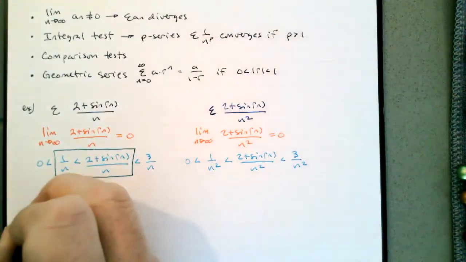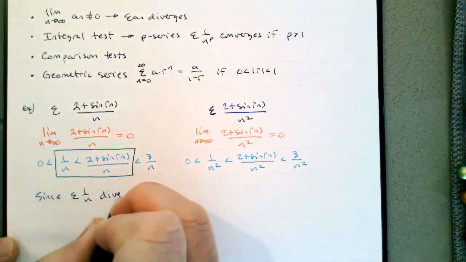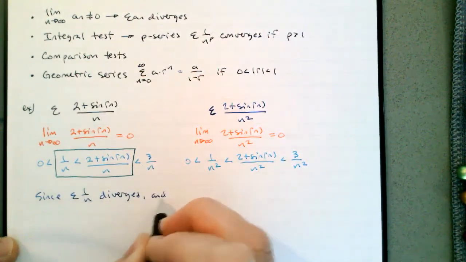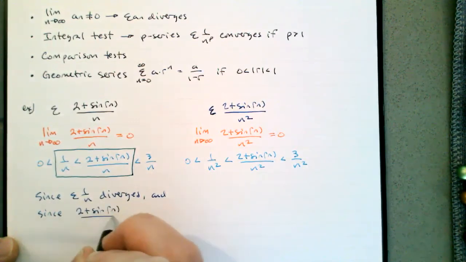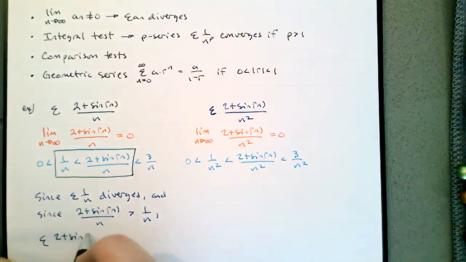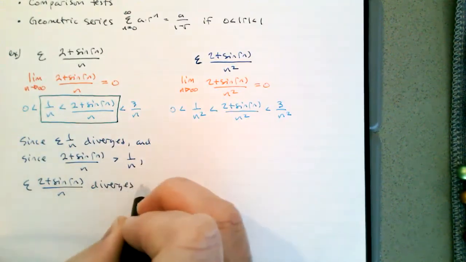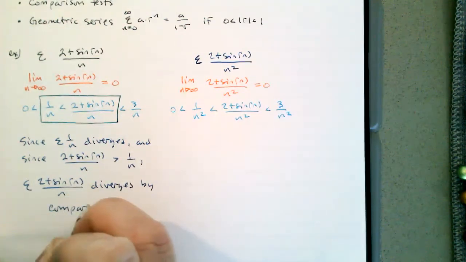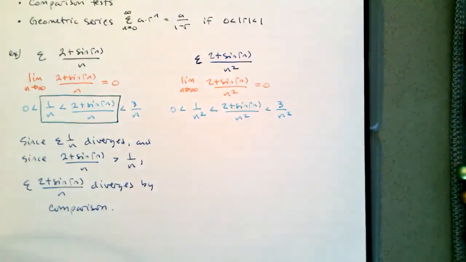So our argument could look like this. Since the series 1 over n diverges, and since (2 plus sine n) over n is always going to be greater than 1 over n, we can say that the series (2 plus sine n) over n diverges by comparison. So there's a nice, complete, and solid argument.